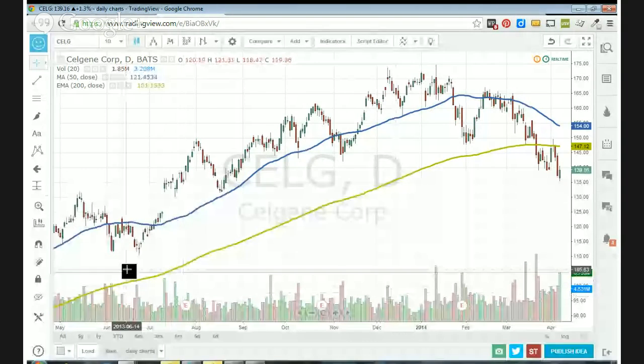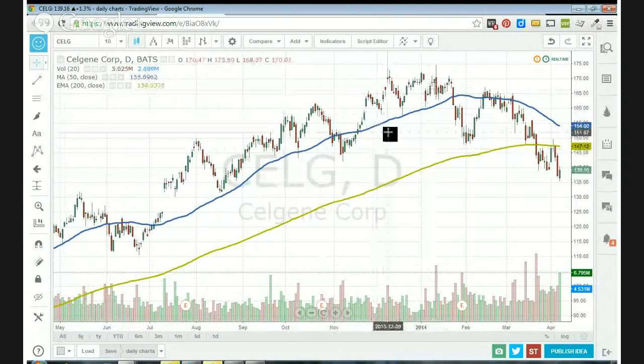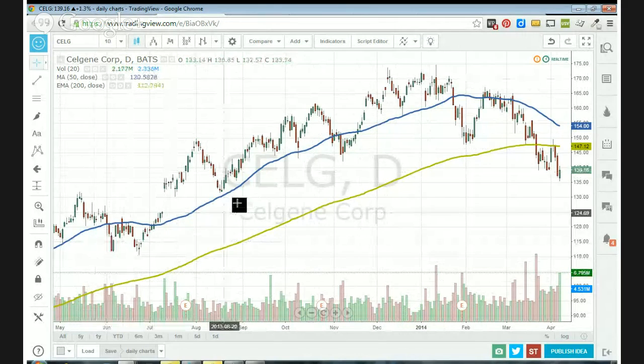Okay, so we see the chart. This goes back to May 2013. Clearly in an uptrend here. Now that's the broad idea. We can see it's clearly in an uptrend going back over a year.